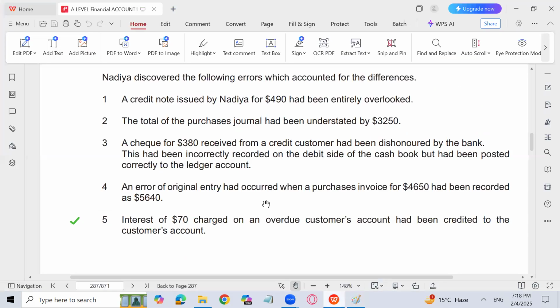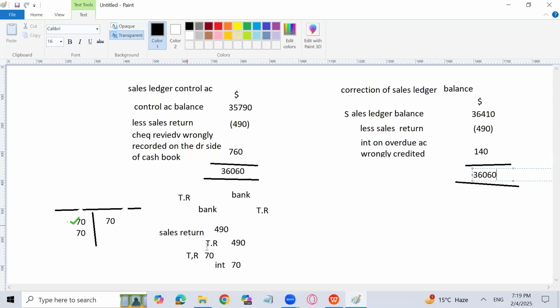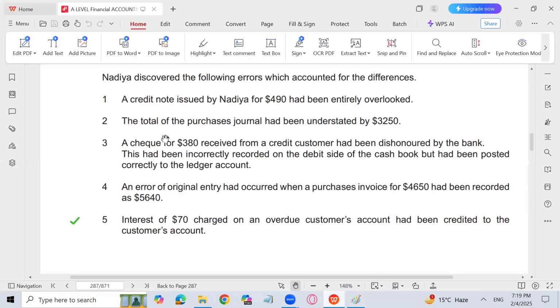Let's try to repeat it. A credit note issued by Nadia, 490, had been entirely overlooked. This is the entry for sales return. Sales return debit, trade receivable credit. We have not passed this entry, so it will be rectified in both: subtracted from the control account and subtracted from the ledger balance also. Next is total of purchase journal. It will not come because it has nothing to do with the sales ledger control account.